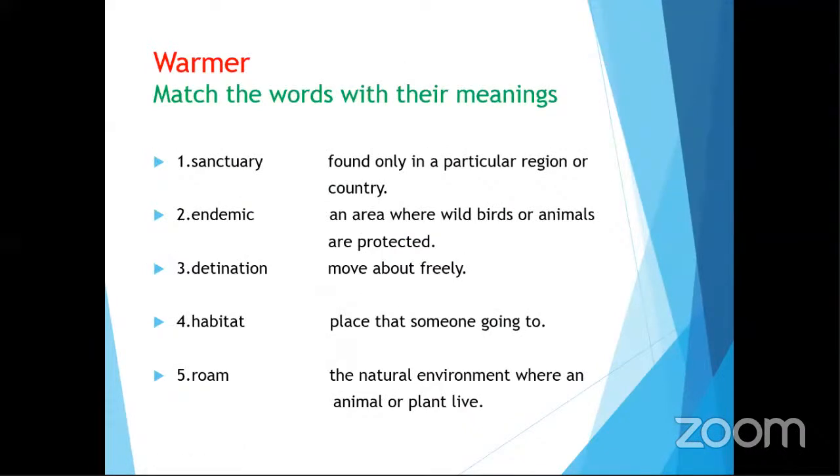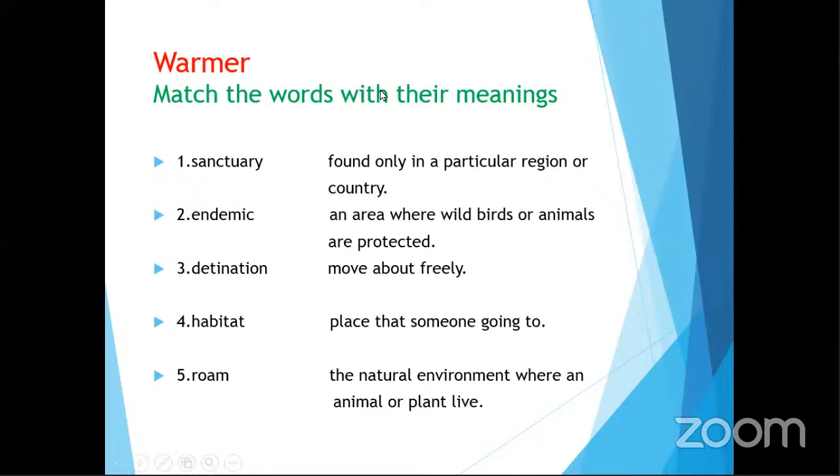Before we start a lesson, we'll have to do a certain kind of activity. So I have selected a small warmer today. Look at the warmer. Very important: you have to read the instructions carefully.